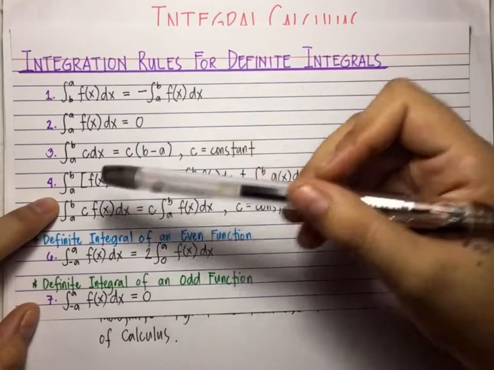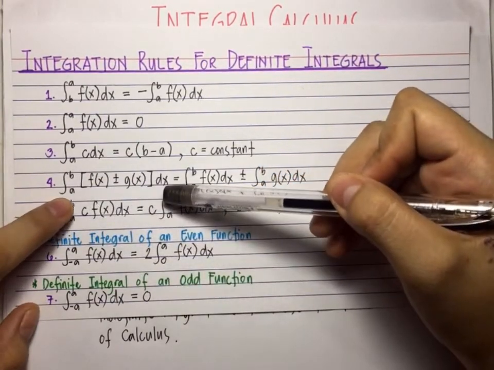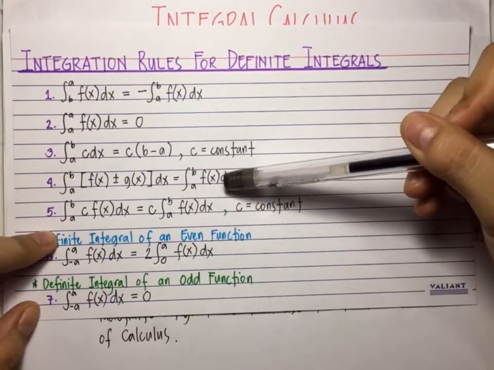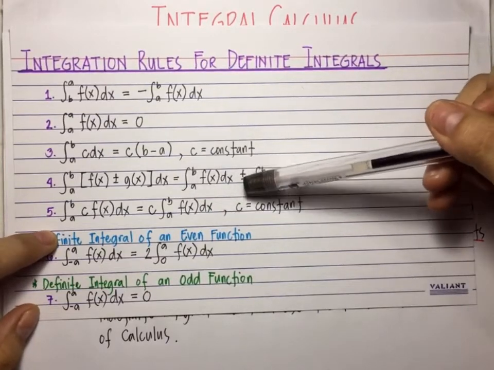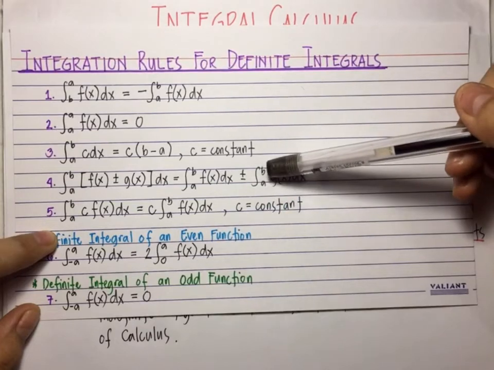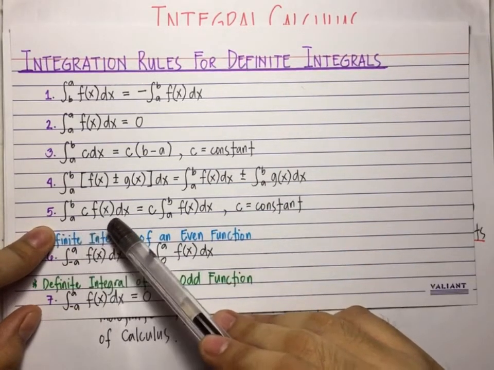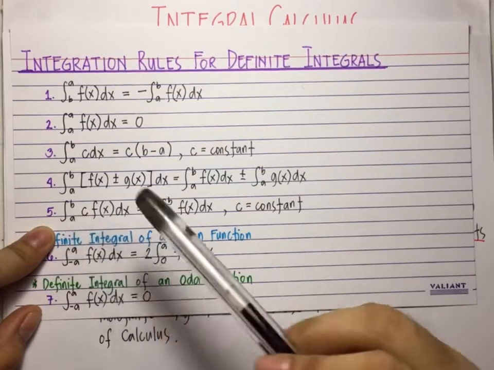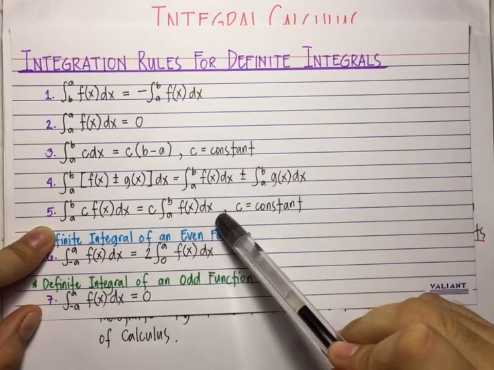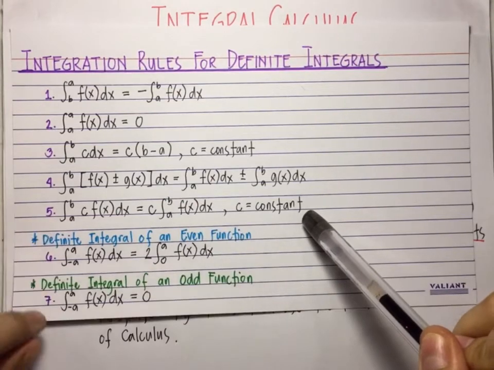Fourth, the integral of f of x plus or minus g of x dx from a to b is equal to the integral of f of x dx from a to b plus or minus the integral of g of x dx from a to b. Fifth, the integral of c times f of x dx from a to b is equal to c times the integral of f of x dx from a to b, where c is constant.